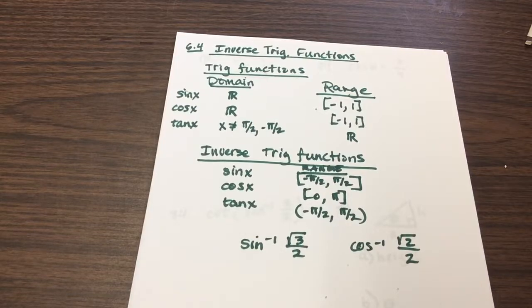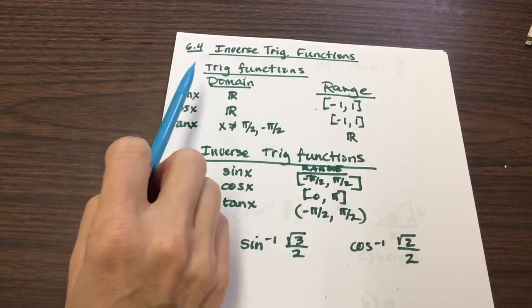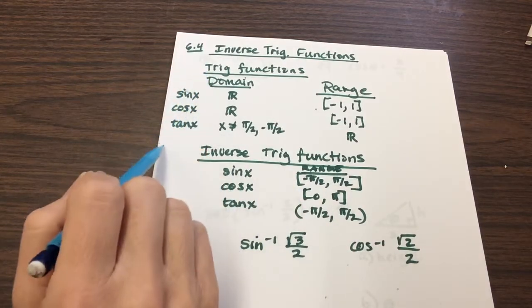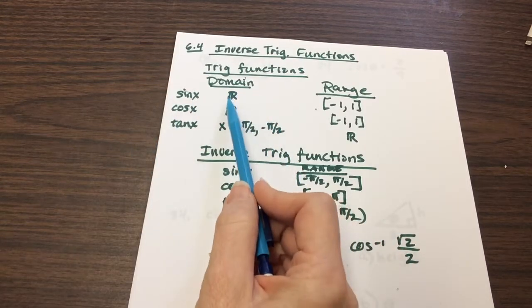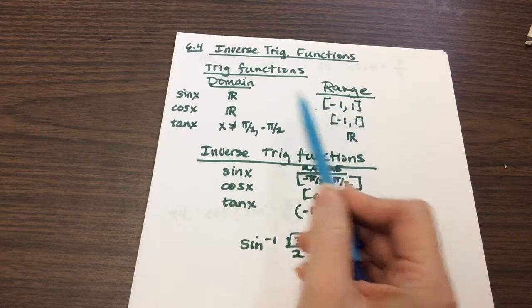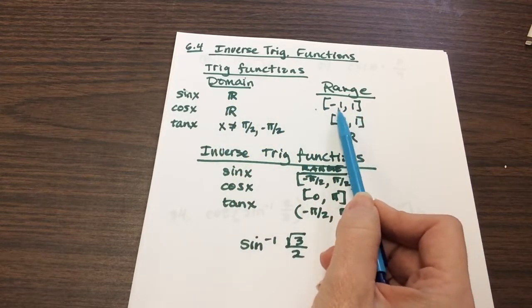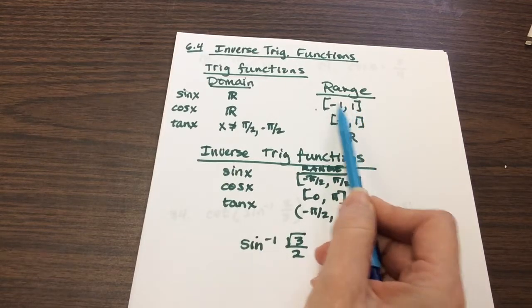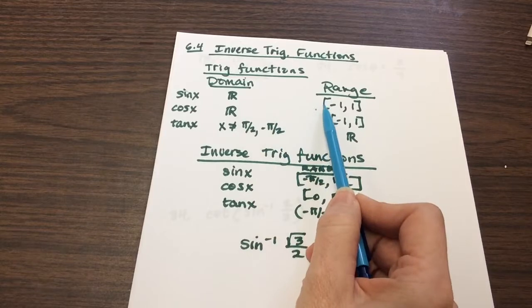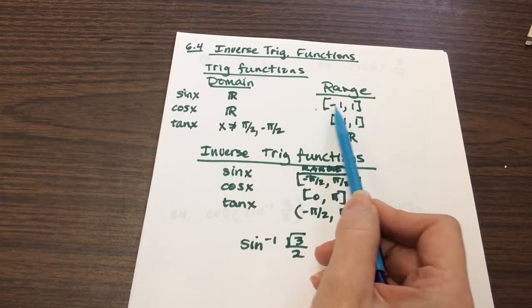And inverse trig functions need a little bit of explaining. The first thing I want to do is talk about regular trig functions, because we've never talked about the domain and the range of a regular trig function. The domain for sine is all real numbers, but anything you put in for the sine of x, your smallest value will be -1 and your biggest value will be +1. So anything you plug in, your range is going to be between -1 and 1, and those are included.